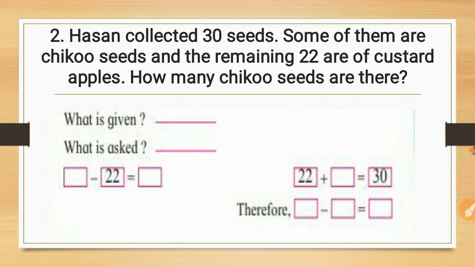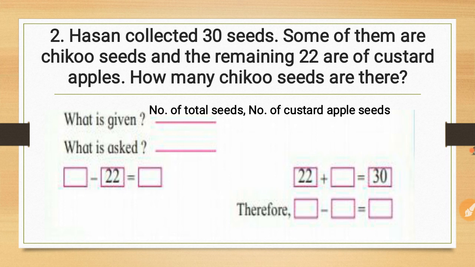See another example. Hassan collected 30 seeds. Some of them are chiku seeds and the remaining 22 are custard apple seeds. How many chiku seeds are there? Here, what is given in this question? We should understand what is given. The total number of seeds and the number of custard apple seeds. And what is asked? The number of chiku seeds. So we should find out the number of chiku seeds. Here the total seeds are how many? 30. And custard apple seeds are 22.